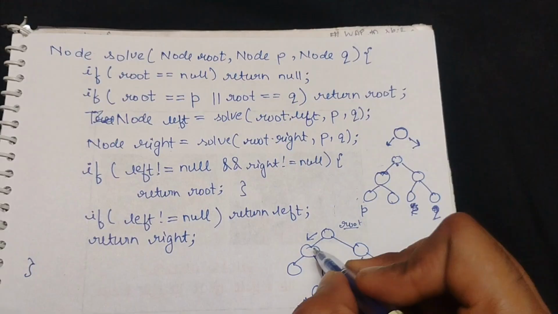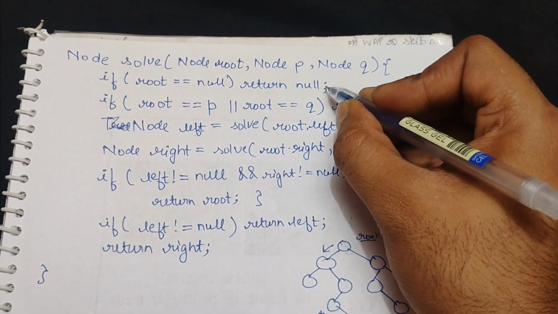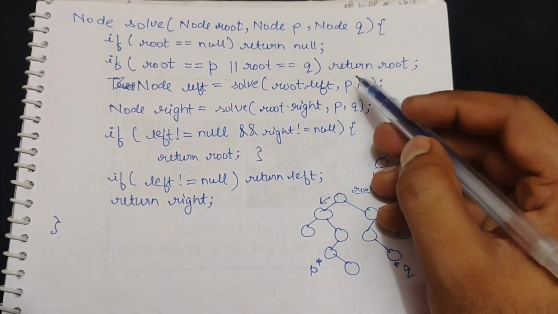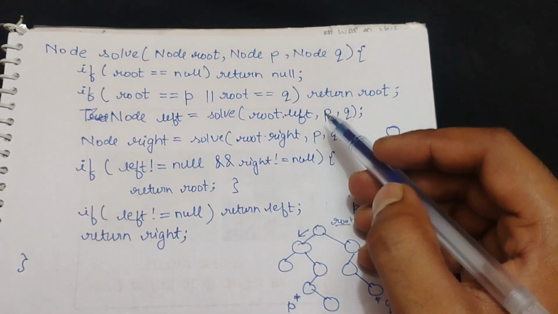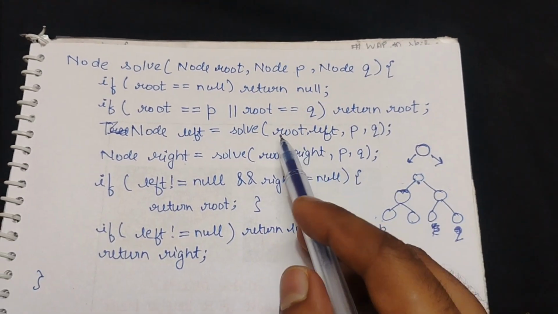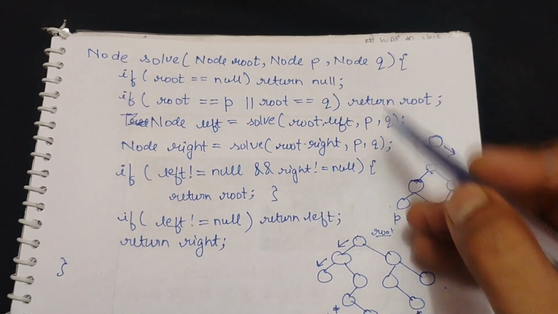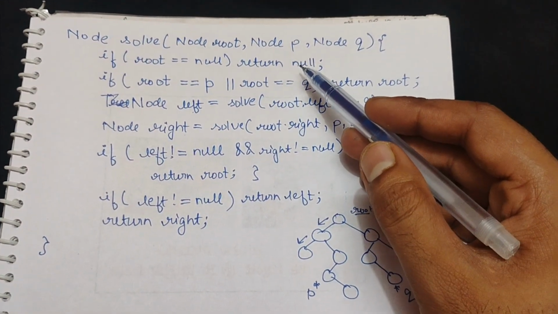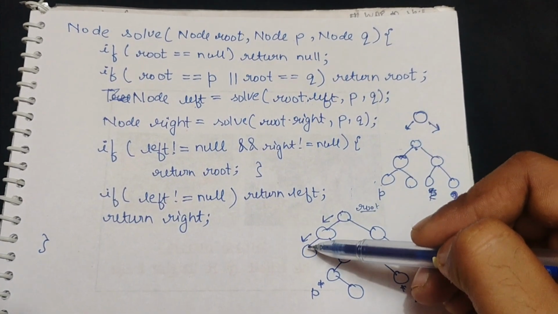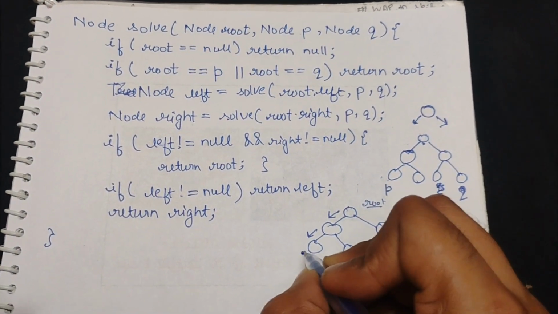I'll go left. Now this node will again call, and it will come over. It is not null. It is not equal, even it is not equal to p and q. Then do what? Then go towards its left. It will come over here, left. Okay, now it is here. Now this node will also call this function. Is it null? No, it is not. Is it equal to p or q? No, it is not. Then again go to its left.